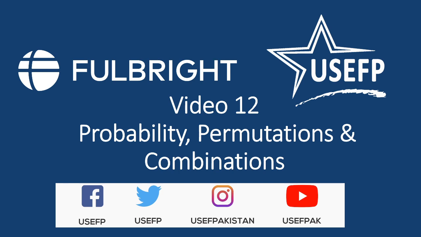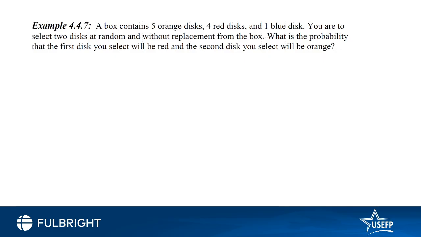So starting off with probability and permutation. A question which says a box contains 5 orange discs, 4 red discs, and 1 blue disc. You are to select 2 discs at random and without replacement from the box. What is the probability that the first disc you select will be red and the second disc you select will be orange? So there is no replacement.